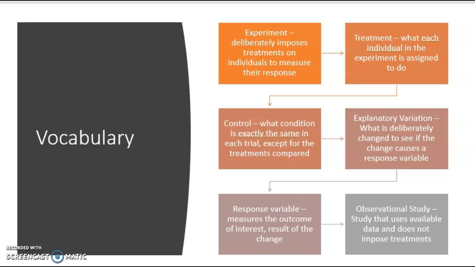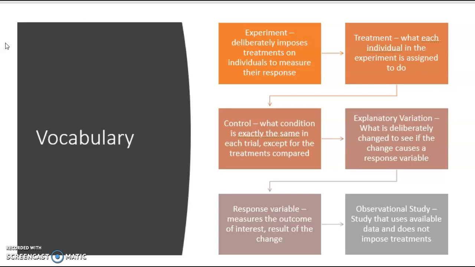So, an experiment deliberately imposes treatments on individuals to measure their response. Very important. So that's an experiment. Treatment is specifically what each individual in the experiment is assigned to do. So that's the plan. That's exactly what's being done from start to finish. Who's doing what?